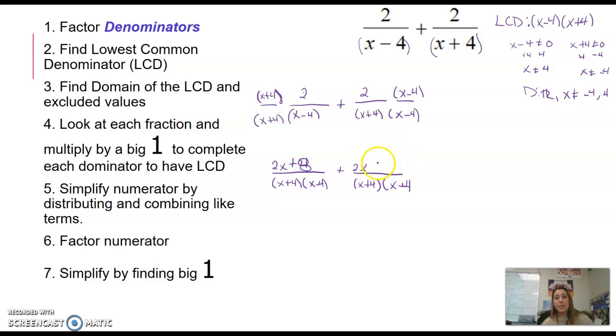And 2 times negative 4 is negative 8. So now it says, so we've done that. We've found it with the big 1. We simplified the numerator by distributing. No, we haven't done that. So we're going to do that.